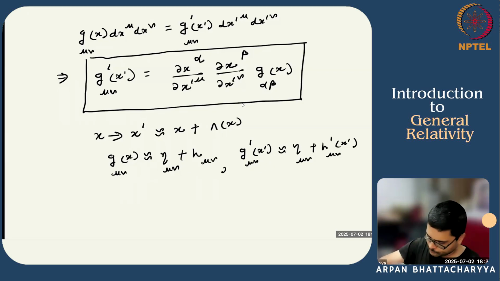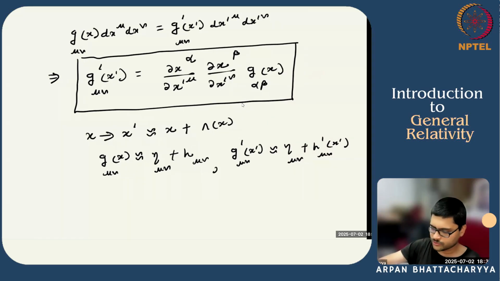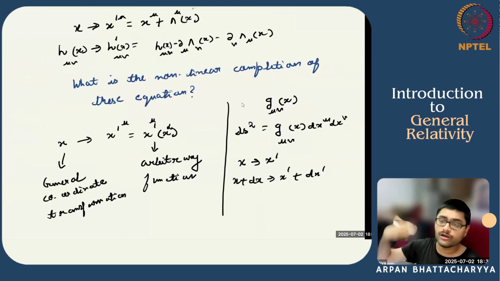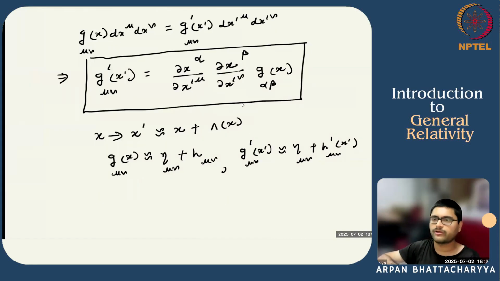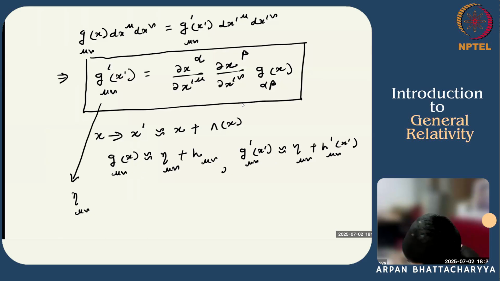So let's plug this linear transformation rule into this and see that we should get back our linear gauge transformations. Then we can conclude that this together with this gives the full nonlinear version of this linear gauge transform, which we call general coordinate transformation. Okay, so let's do that. From this side, we have the following: eta mu nu plus some h prime mu nu, a function of x prime.